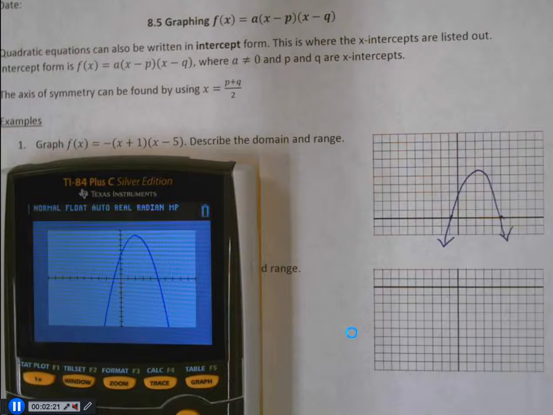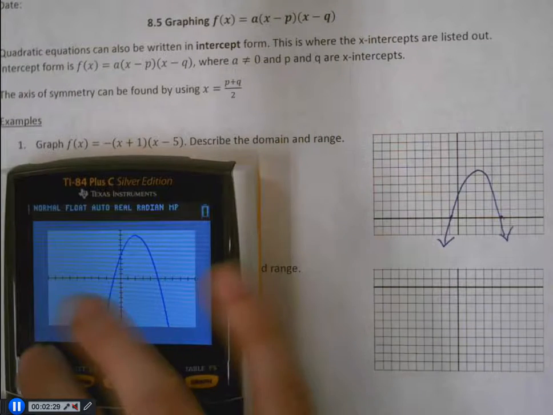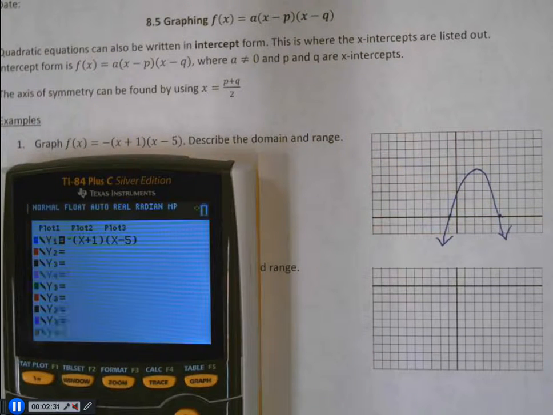So this is what it looks like, and I drew it on my paper. I typed it in over here, and when I typed it in, I made sure I used the white negative out front, otherwise the calculator doesn't do it right.